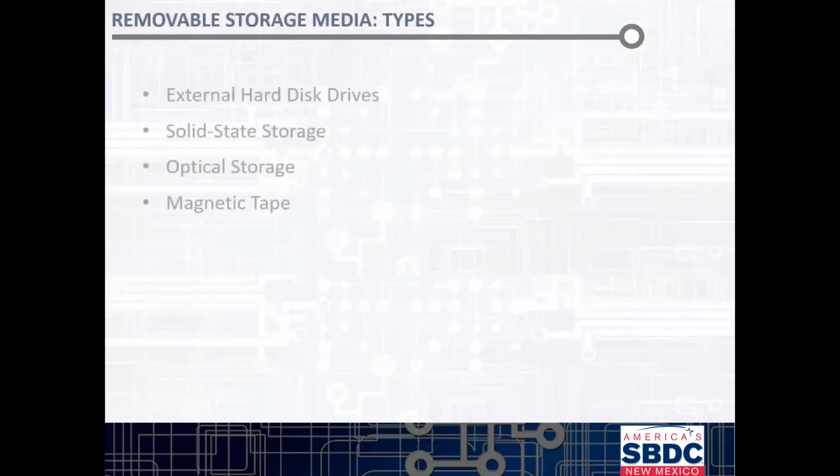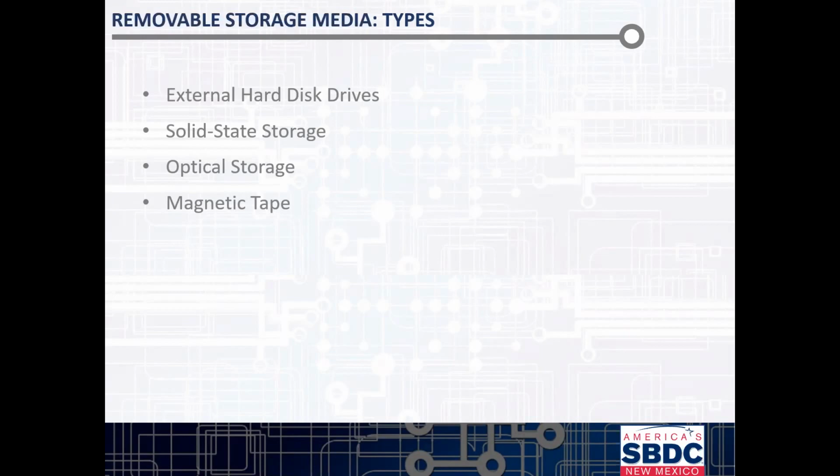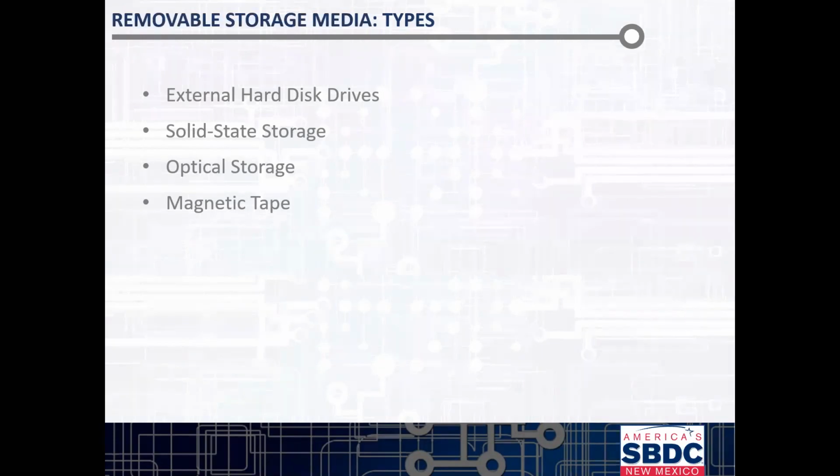So let's look at some of the different types of removable storage media. Let's start with the external hard drives, which are the same as the internal hard drives, but they're portable and easier to install. They are still prone to physical damage and potential magnetic degaussing. They can potentially be bulkier in some cases.